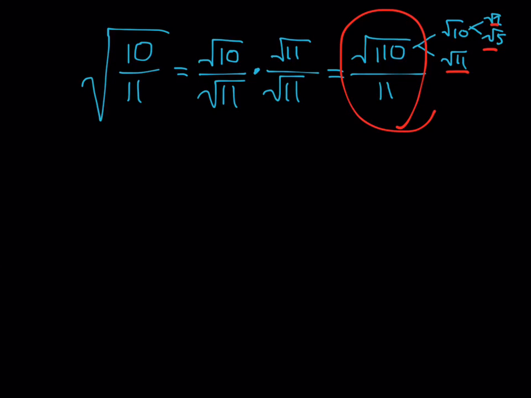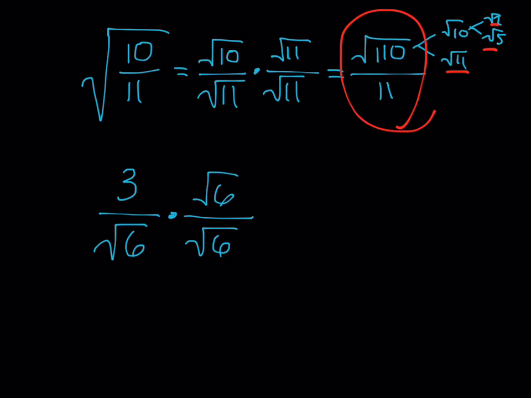Alright, and let's work on something like 3 over square root 6. Okay, so first of all, there are no perfect squares in the square root because square root 6 is just square root 2 times square root 3, and those are prime numbers. There are no fractions inside square roots, but there is a square root in the denominator, so I need to rationalize this. So I'm going to multiply by square root 6 over square root 6.